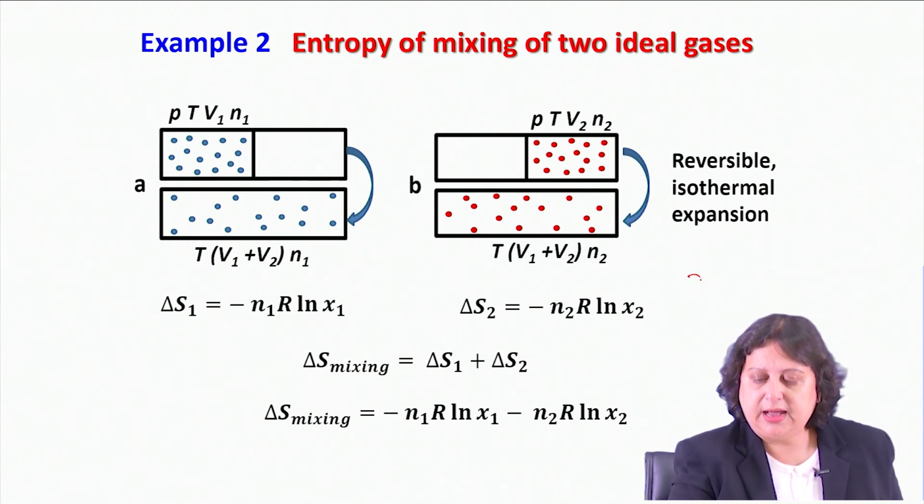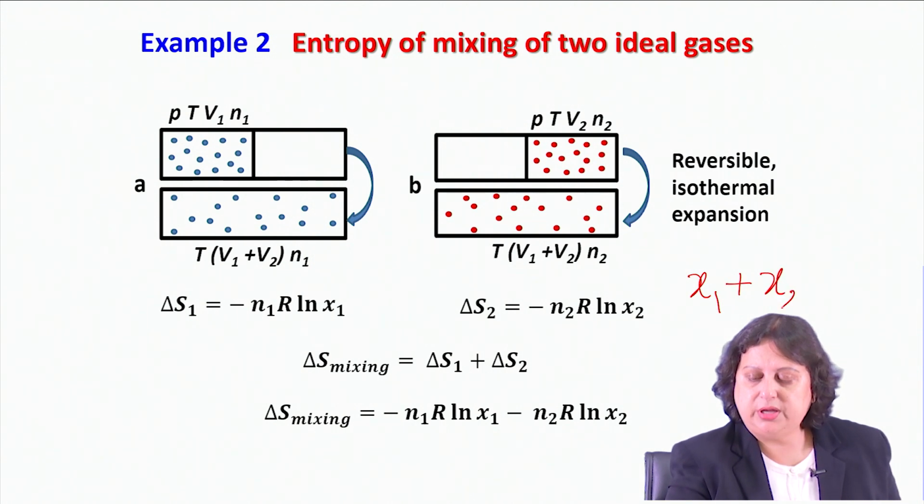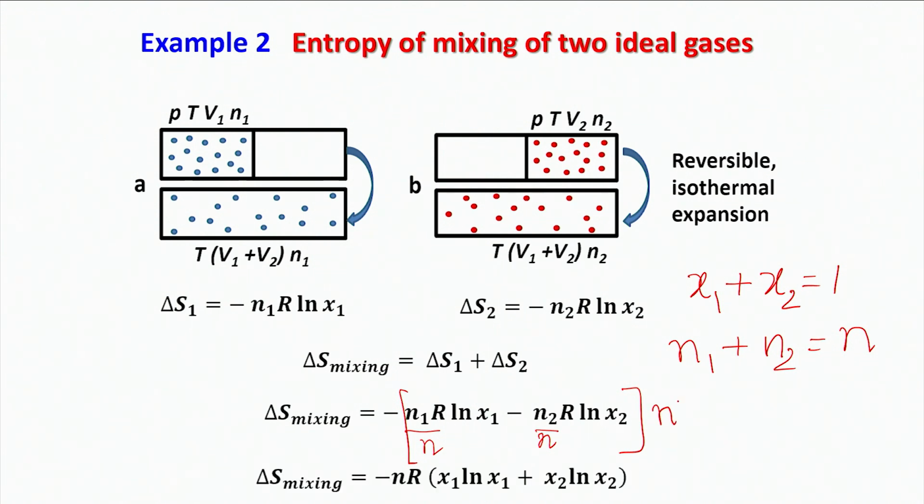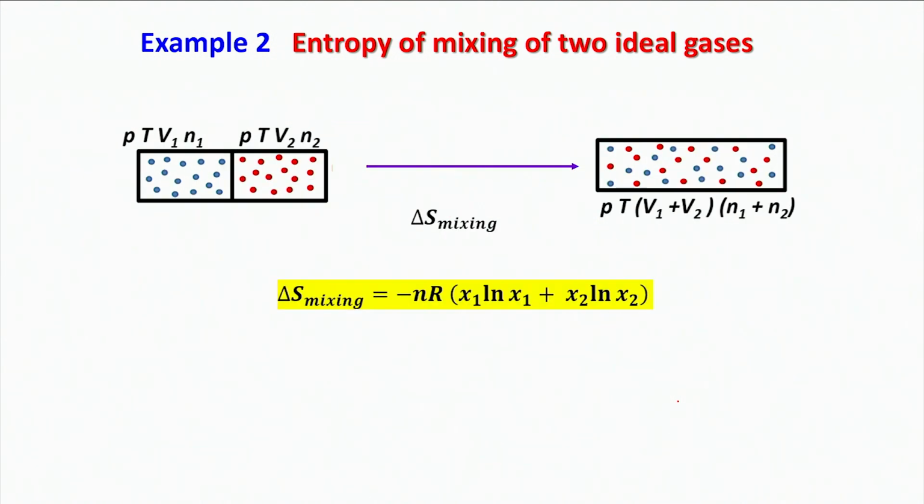So by definition, I have X1 plus X2 equal to 1, and also I would write that N1 plus N2 is some kind of total value of N. Now if I divide both the terms by N, I will have to multiply by N on the outside, and this will make this expression look like this. So now I have this situation that for the irreversible mixing of two ideal gases, I can indeed find out the delta S of mixing in terms of the mole fraction of each of the components present in the final equilibrium mixture.